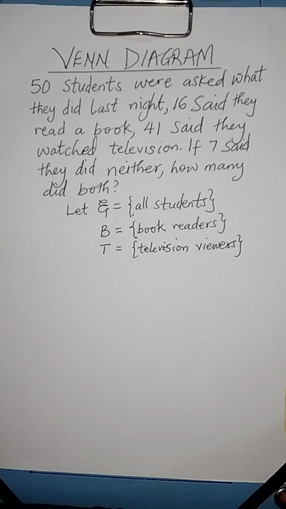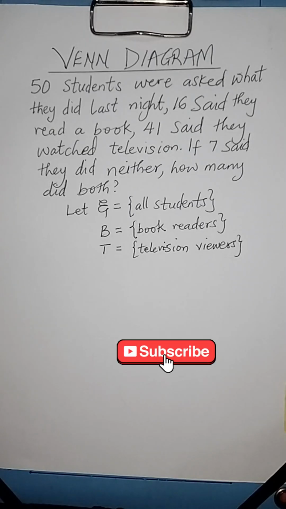Welcome. We're looking at Venn diagram, which is a subtopic under sets. Now look at this question. 50 students were asked what they did last night. 16 said they read a book. 41 said they watched television. If 7 said they did neither, how many did both?